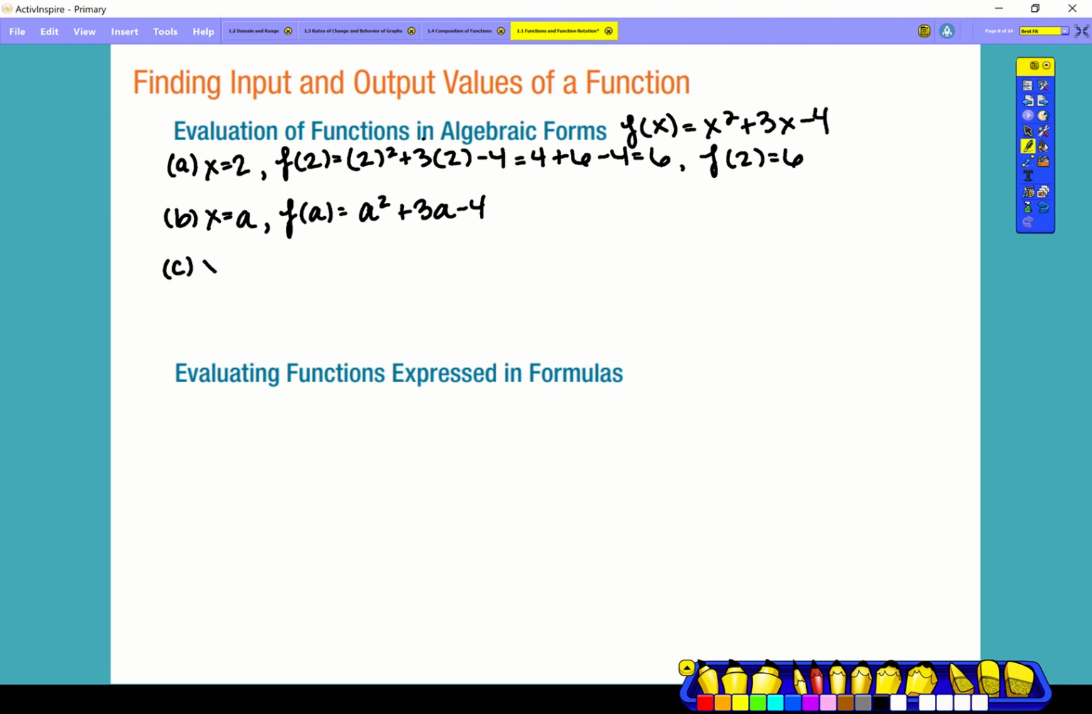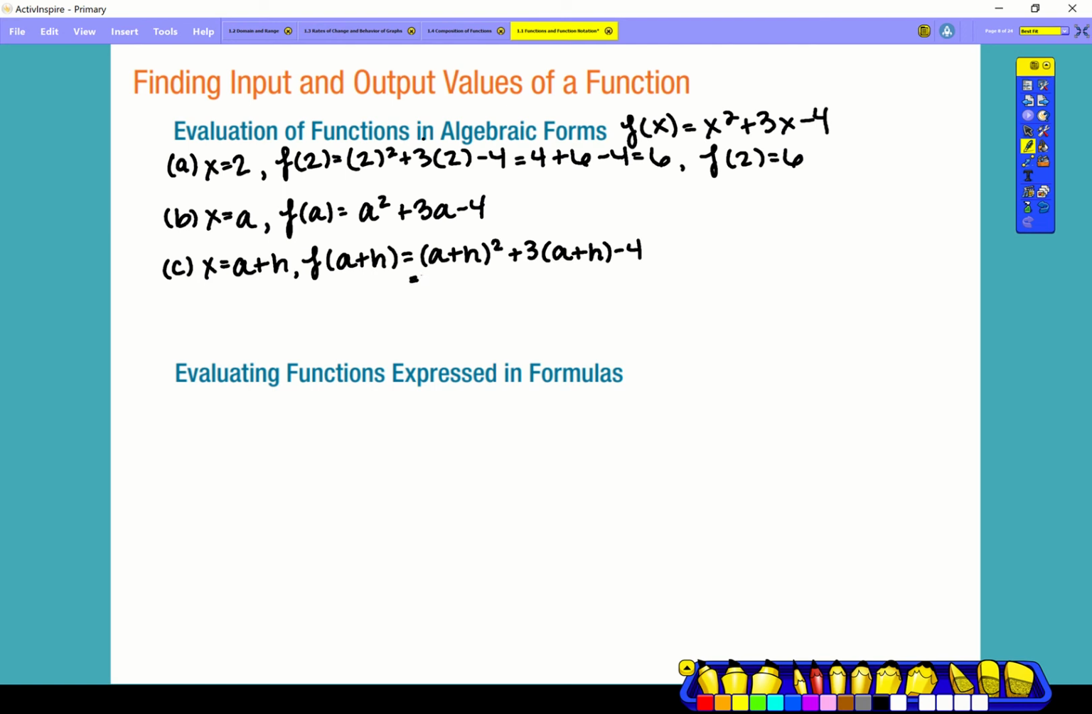Now this one. What if we let it equal a plus h? Well, that x now becomes this entire thing, a plus h, which means everywhere I have an x, I'm going to put a plus h. And I'm going to keep carrying this out.